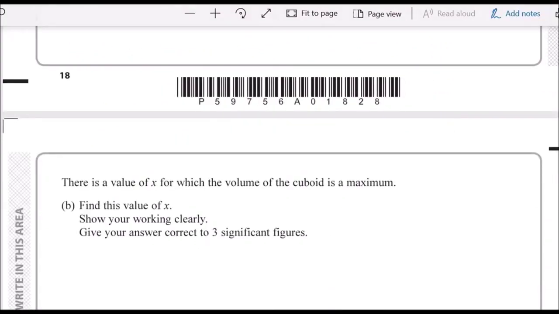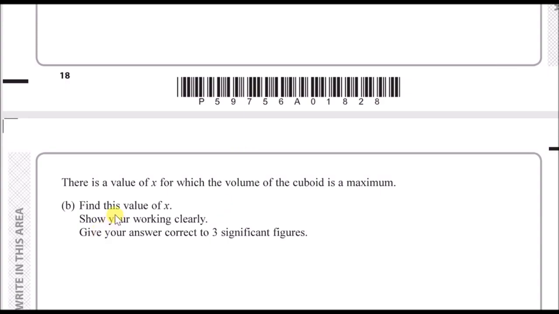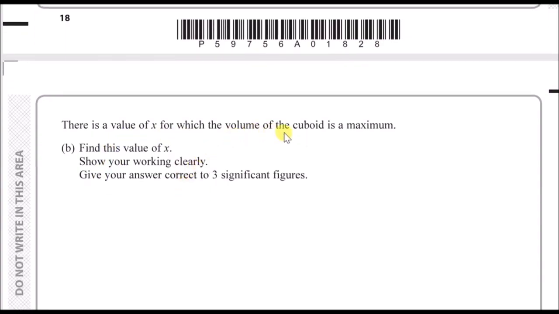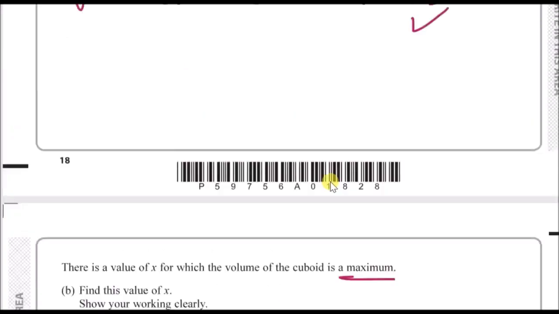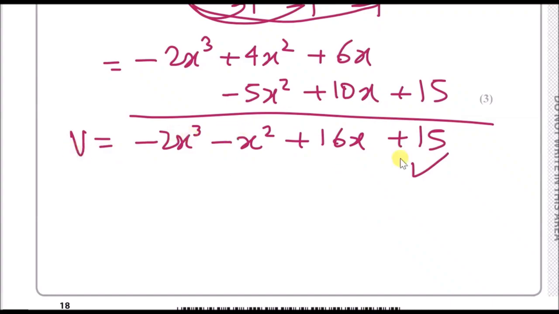Okay, so looking at part B, it tells us now that there is a value of x for which the volume of the cuboid is a maximum. Okay, so this is talking about differentiation. Let's have a look and I'll try and explain along the way. So what we want to do is differentiate this equation. So I'm going to continue from here, yeah?